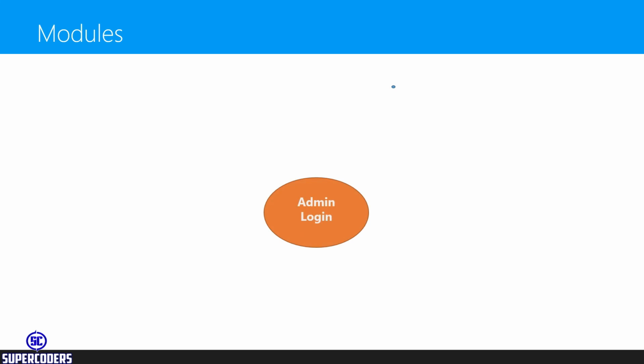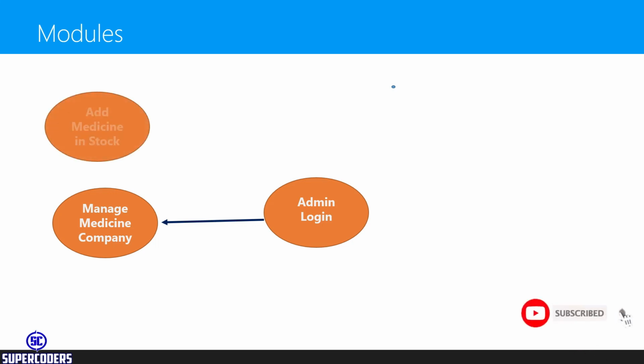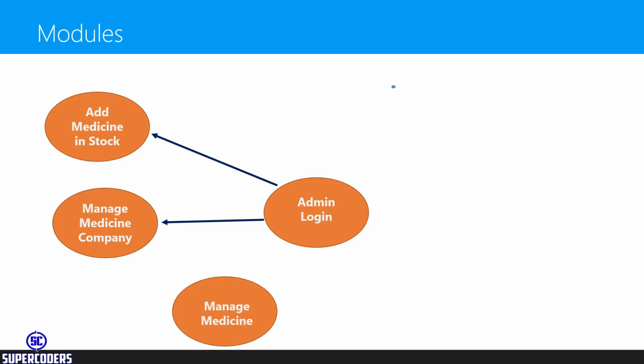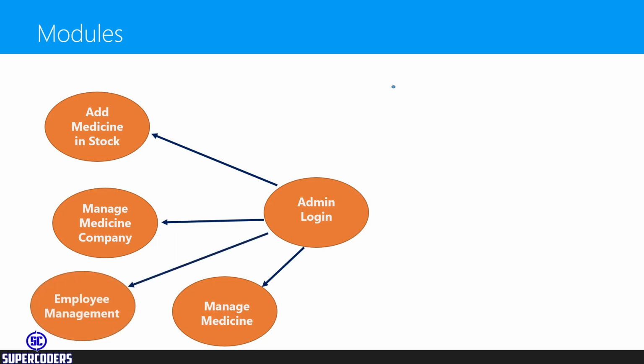Let's see the modules. You can see there is the first module, which is admin login. Then admin can add the details of company and manage the company details. Then admin adds data of medical stocks which he buys from companies. Then admin manages the medicines, like out of stock medicines and new ones which come in. Then employee management. Then sale management.